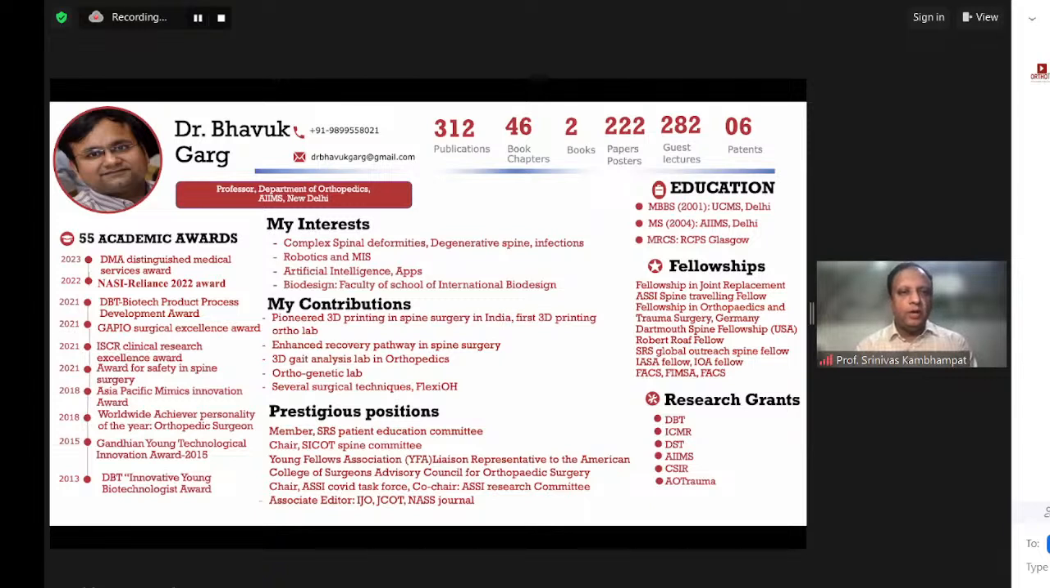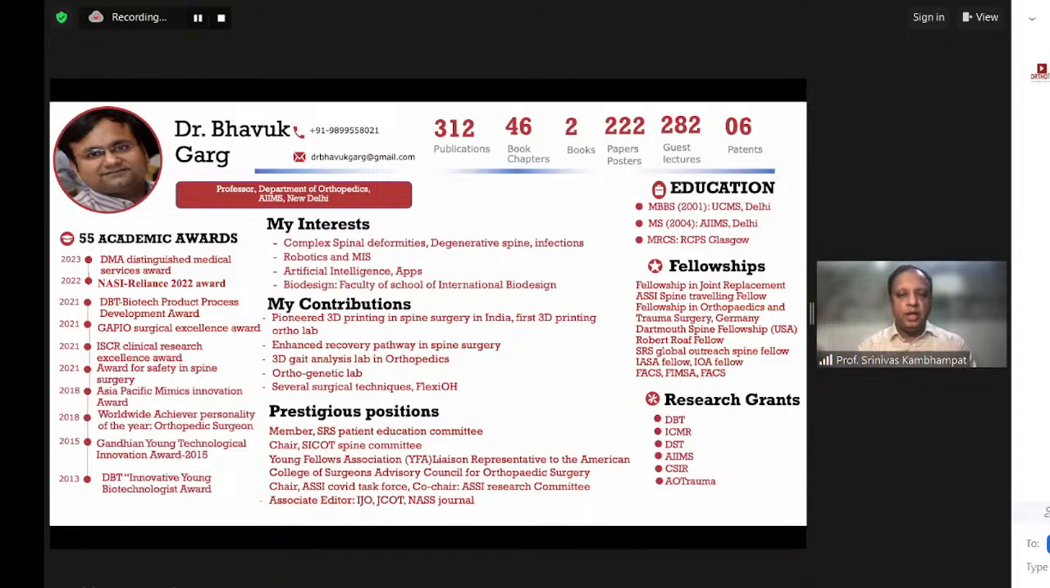He has about 55 academic awards to his name. Main interests include complex spinal deformities, degenerative spine, infections, robotics, and MIS, artificial intelligence, apps, and biodesign. And his contributions include pioneering 3D printing in spine surgery in India and first 3D printing Ortho lab, enhanced recovery pathways in spine surgery, and 3D gait analysis lab in orthopedics, ortho genetic lab, and several surgical techniques.